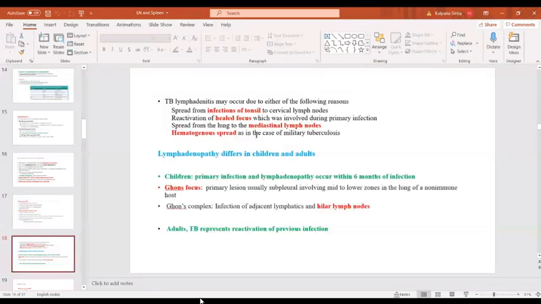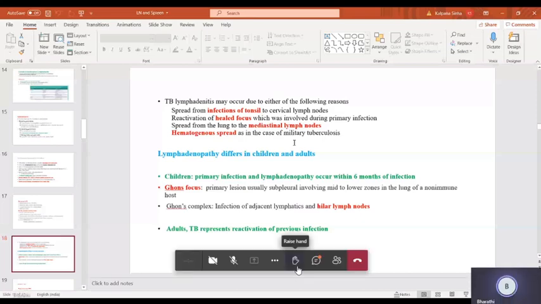So what is the mode of spread? Extrapulmonary TB can spread through infection of the tonsil to the cervical node. Or by reactivation of the Hilt focus, meaning the patient previously had primary tuberculosis of the lung, then it became latent, and then it got reactivated. So it will involve the lymph node, and from there the adjacent mediastinal lymph nodes will get involved. And in miliary tuberculosis, there can be generalized lymphadenopathy due to hematogenous spread.